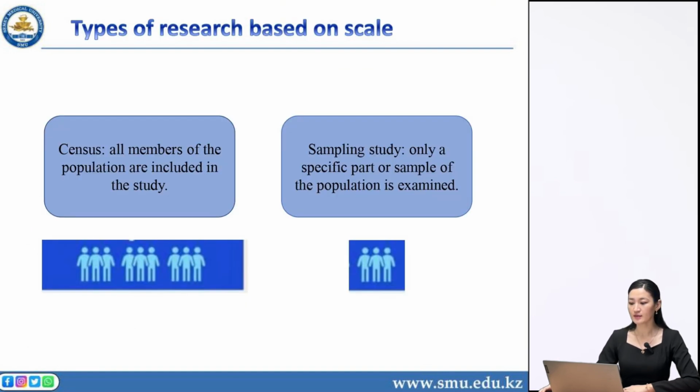Depending on the scale, studies can be census studies or sample studies. In a census study, the entire population is studied, all members are included. In a sample study, only a certain part of the population is studied. Sample studies are more common because they are faster, cheaper, and easier to conduct.